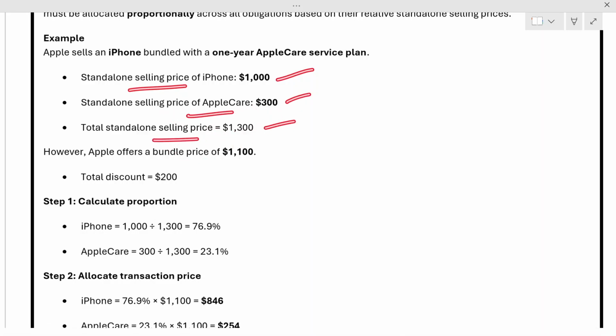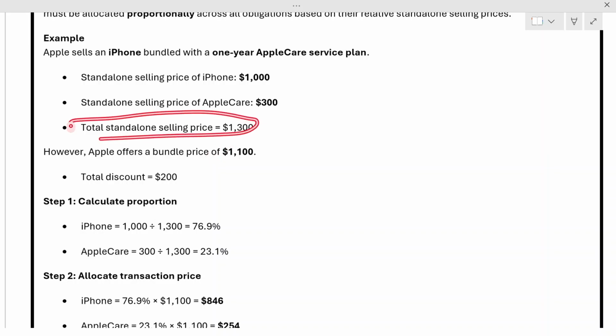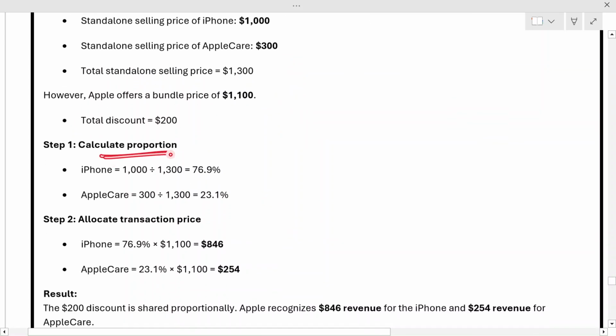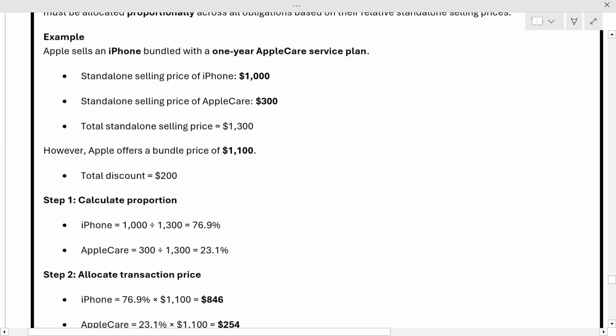standalone selling price total $1,300. However, Apple is offering the entire thing, sorry, the total standalone price was 1300 based upon these. However, Apple is selling it for $1100, so the total discount is $200, which is $1300 minus $1100. Then we will be calculating the proportionate numbers. So basically it will be the proportionate value of this 1000 divided by 1300.